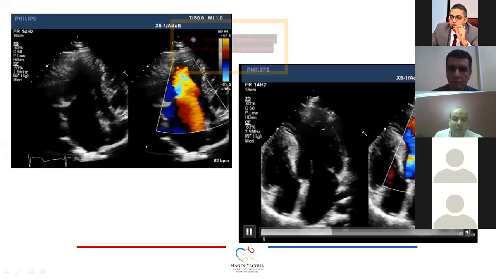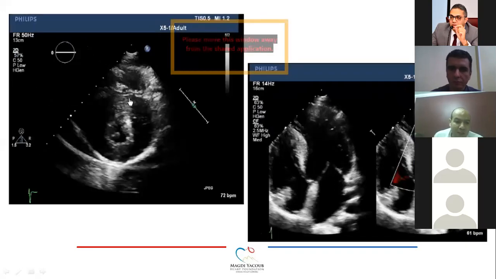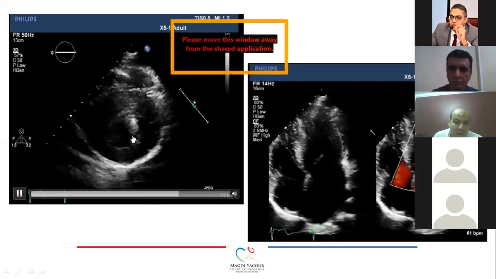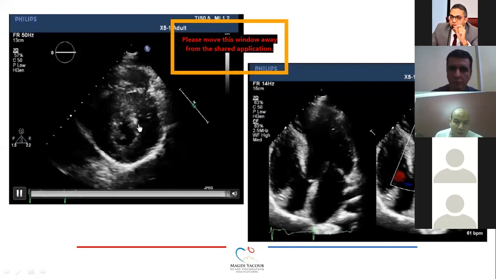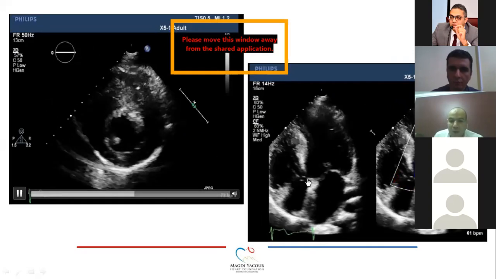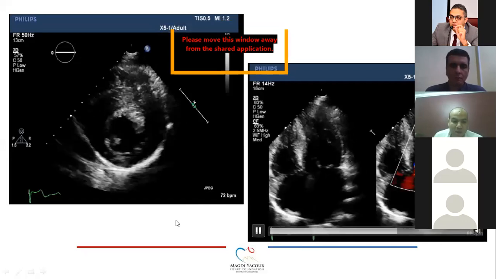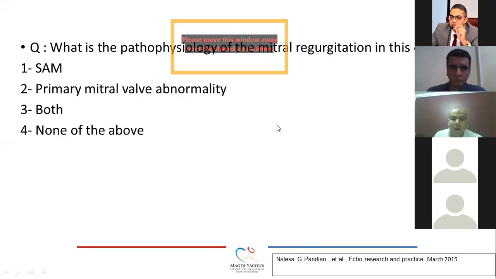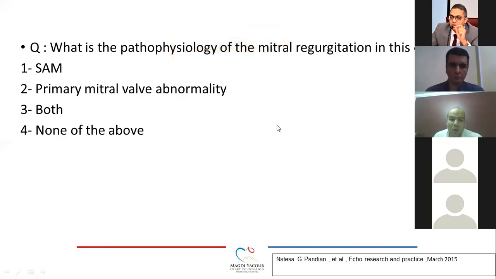Here, in the short axis view, we can appreciate the differential and asymmetrical hypertrophy between the segments of the mid part of the ventricle. And here also we can appreciate the systolic anterior motion. So I'd like to ask you the first question in this session. What is, from your point of view, the pathophysiology of the mitral regurgitation in this case?